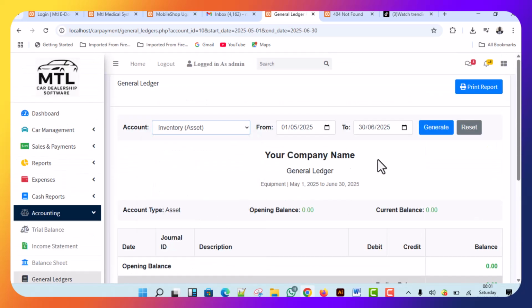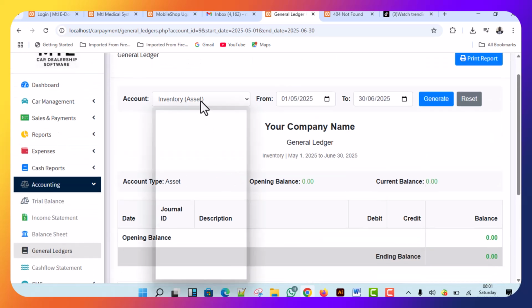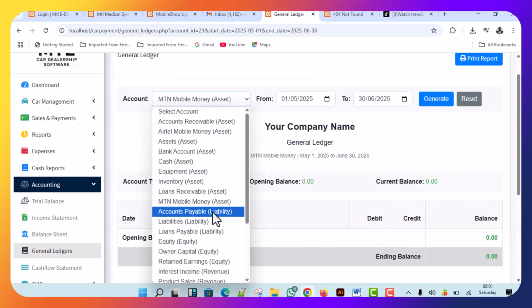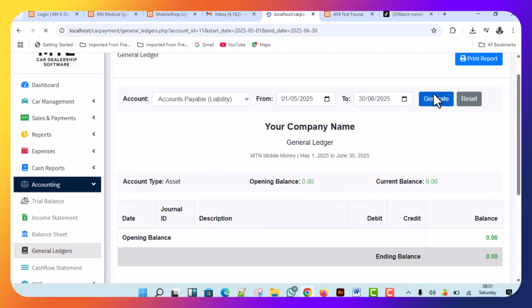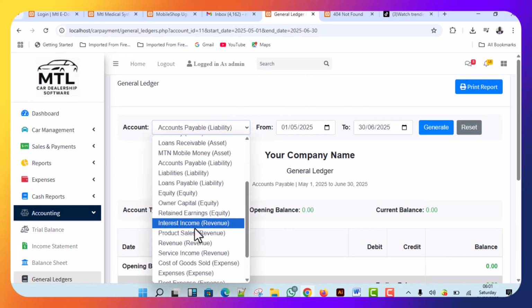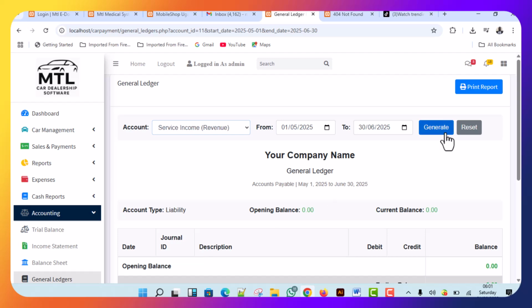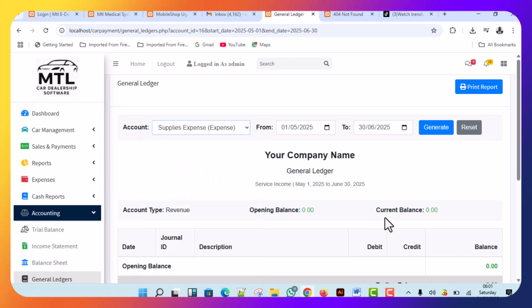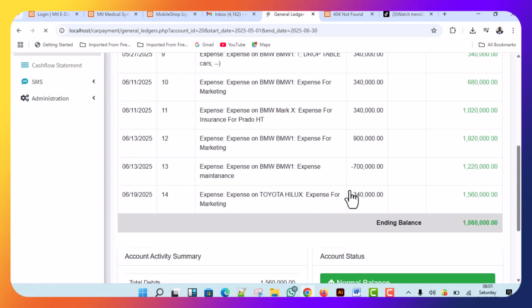This is deep accounting. So inventory status, loans received status, then mobile money, accounts payable, all that, service income. All these are general. This is the general ledgers. So you can see.